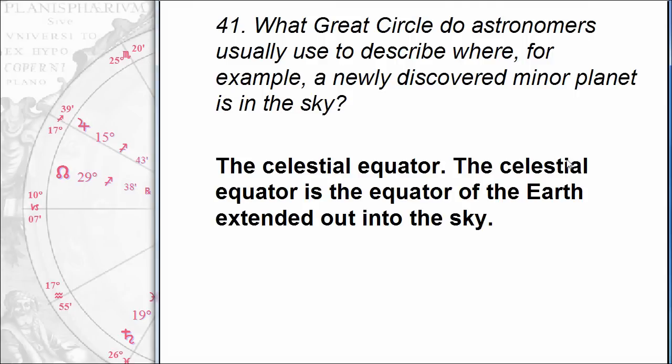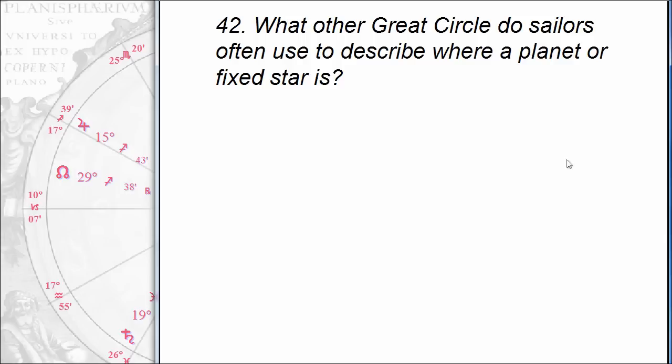So astronomers tend to use a different great circle than astrologers use. The celestial equator is the equator of the Earth extended out into the sky. So they use that as a reference point. In a minute, I'll talk about why astrologers use one and astronomers use another one. But let me ask one more similar question.